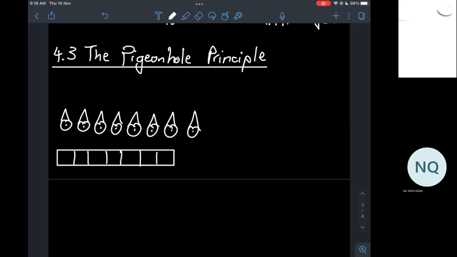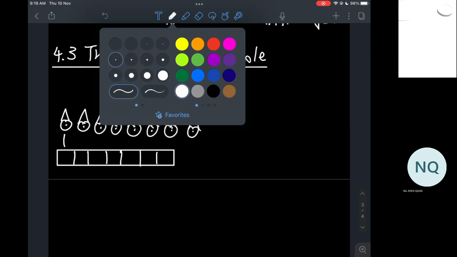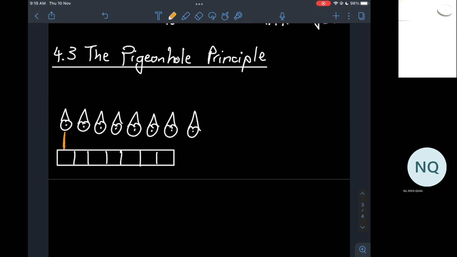Okay, so the claim is at least 2 pigeons must go into the same hole. Let's do the worst case. This pigeon here will go here. Then the second pigeon, third pigeon, fourth pigeon, fifth pigeon, sixth pigeon, seventh pigeon. Then the 8th pigeon must go to either one of these. So there's at least 1 hole with 2 pigeons.